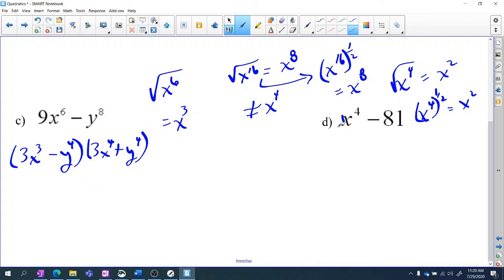All right, here we have another one. Tighten this up a little bit. So I got x to the 4th, subtract 81. Difference of squares. X squared, take away 9, x squared plus 9.